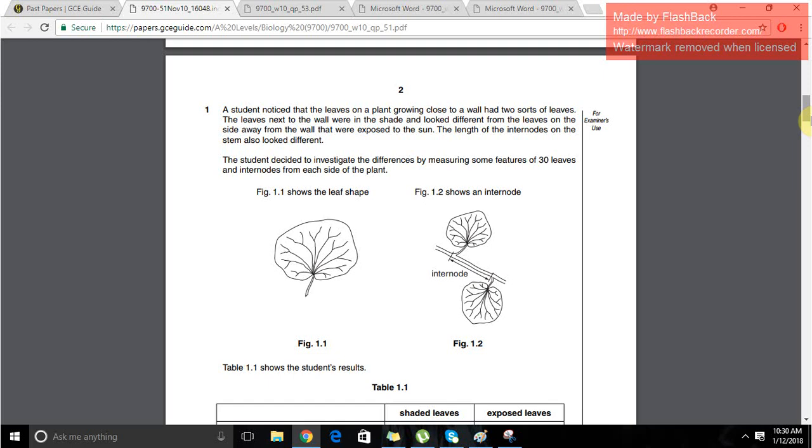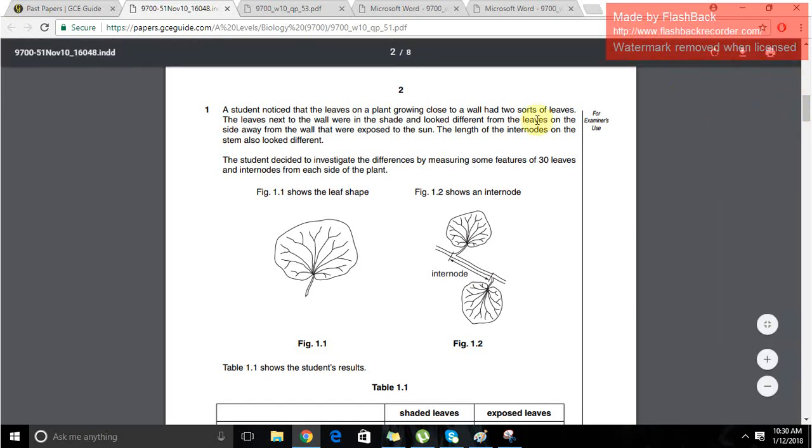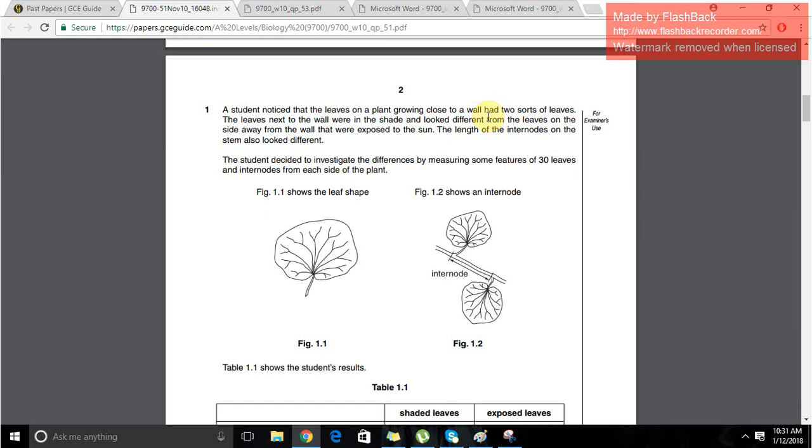So a student noticed that the leaves on a plant growing close to a wall had two sorts of leaves. So the location may be significant, so don't let your brain consider it unimportant, because your brain processes stuff and leaves out the things it considers insignificant or irrelevant, and when you have to use up all the knowledge you have gained while reading the question in answering, you feel at a loss because you don't get what's happening.